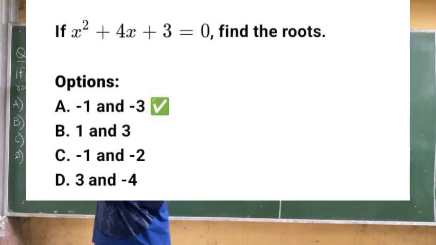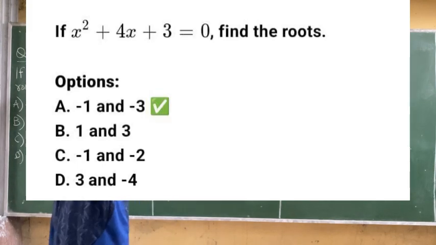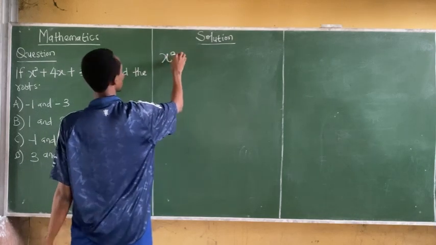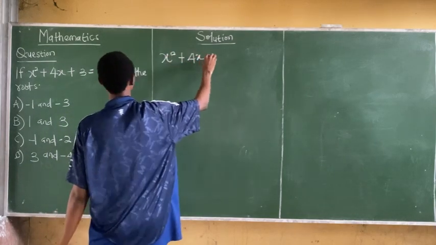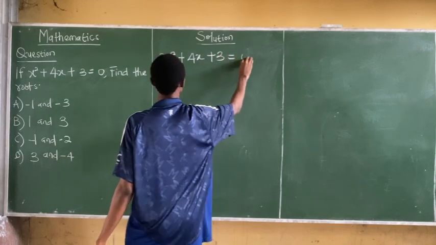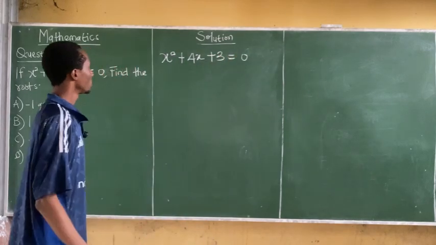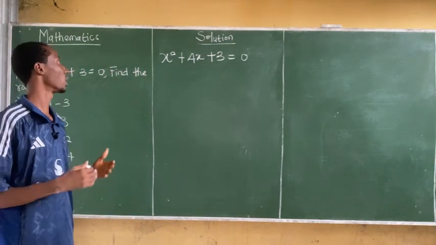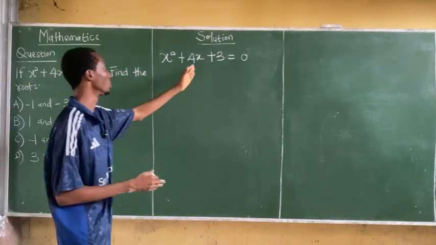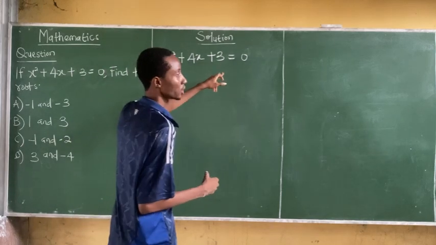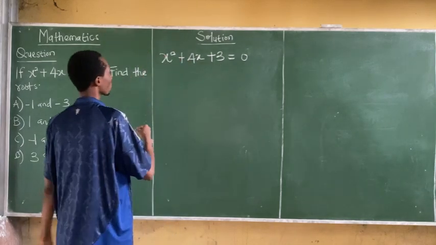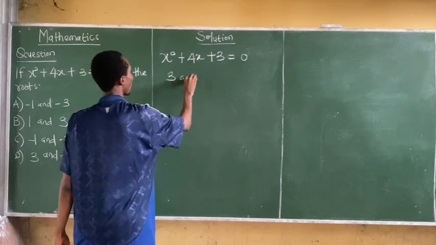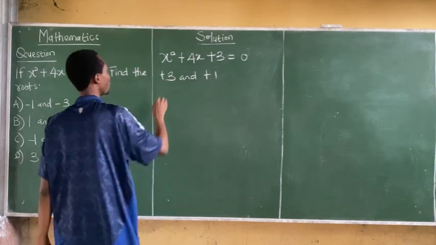Looking at this question, this equation here is a quadratic equation. We have x squared plus 4x plus 3 is equal to 0. Let's factorize this equation. We find two numbers that when you add them together give you the middle number, and multiply them give you the constant, which is 3. Now, those two numbers are what? 3 and 1. That's plus 3 and plus 1.